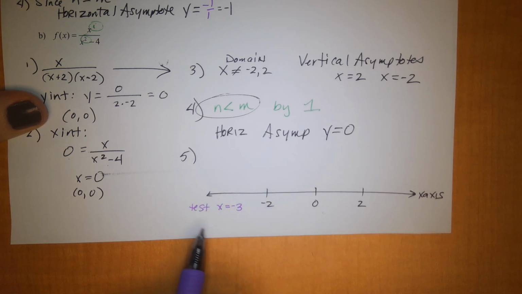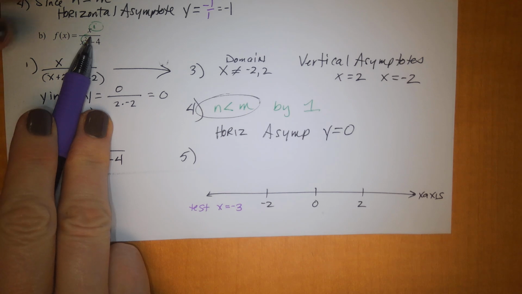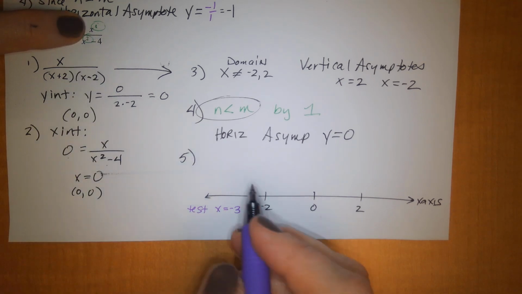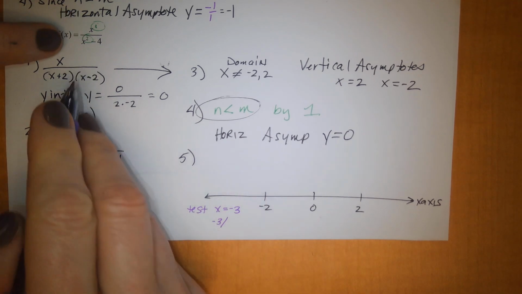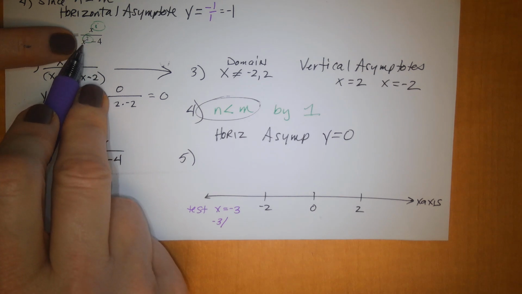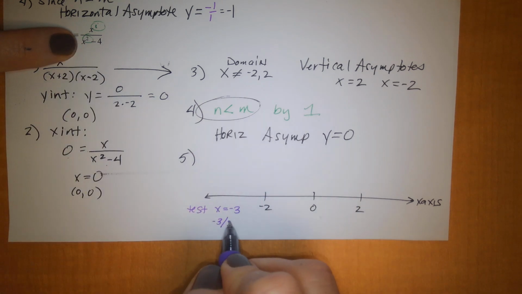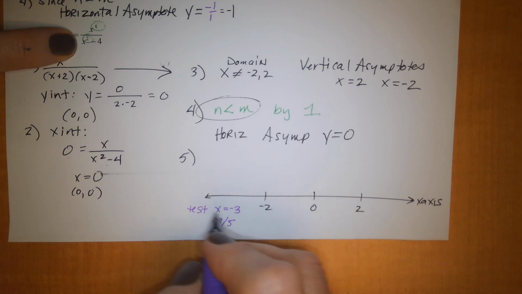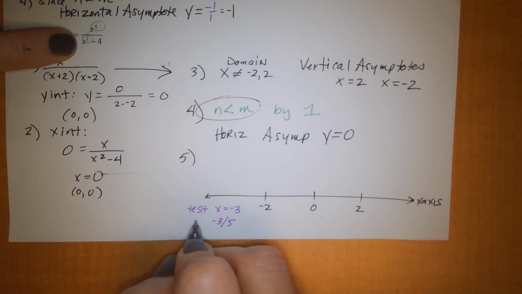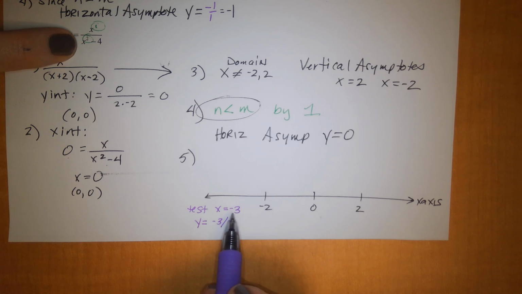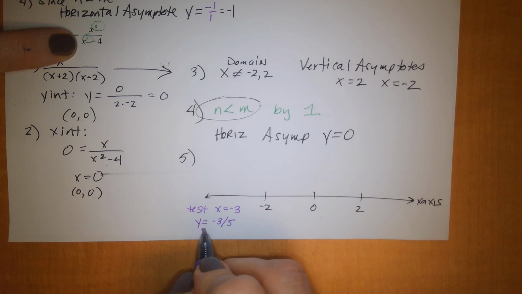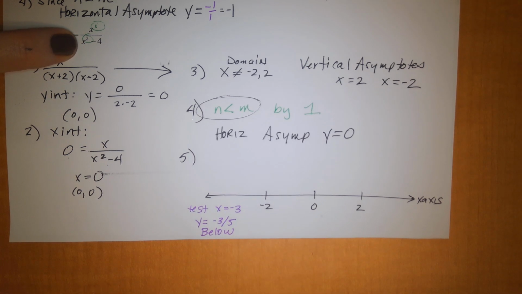So I'm going to test on the left, I'm going to test the number -3. When I plug -3 into my function, I have -3 over -3 squared, which is 9. 9 minus 4 is 5. So I have -3/5. So when x is -3, y is -3/5. Clearly, when you put in a -3, you're going to get an answer that will always be below the x-axis.